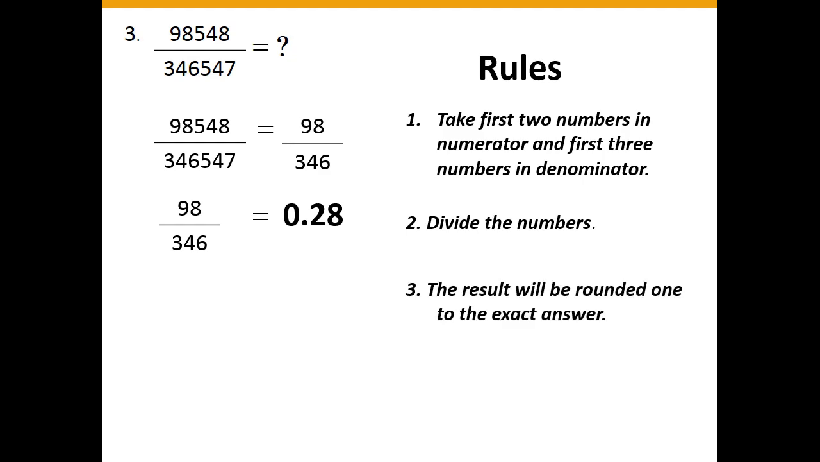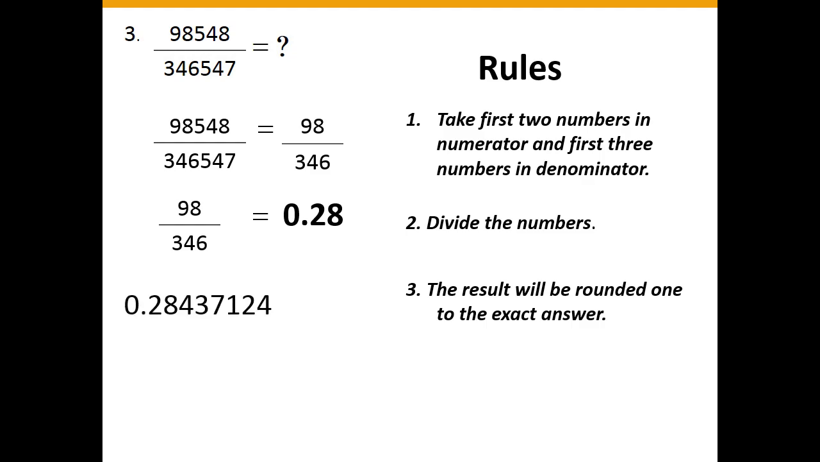Then see the last rule. The result will be the rounded one to the exact answer. I already taught rule number 3 in the previous type. No problem, I will retell the trick. What they are saying is, 0.28 is the answer for 98 by 346. Also it is the final answer for the question, but not the exact answer. Actually we got 0.28 by the rounding method.